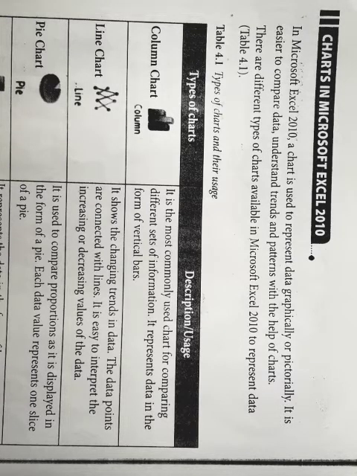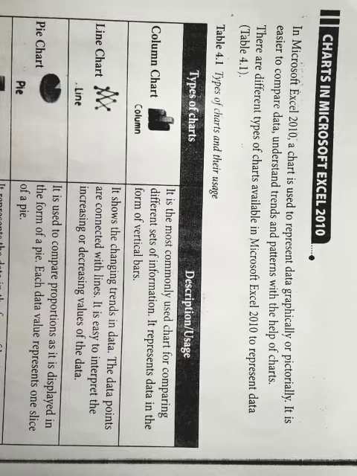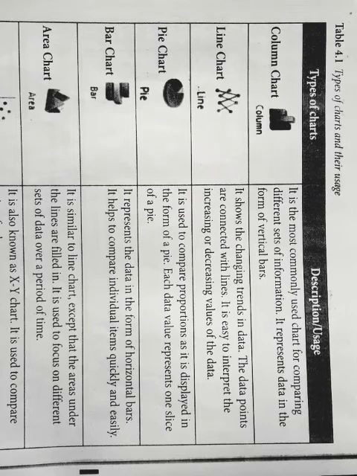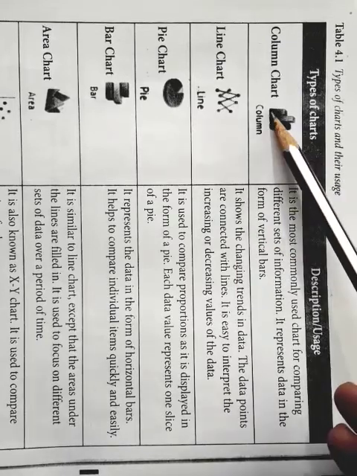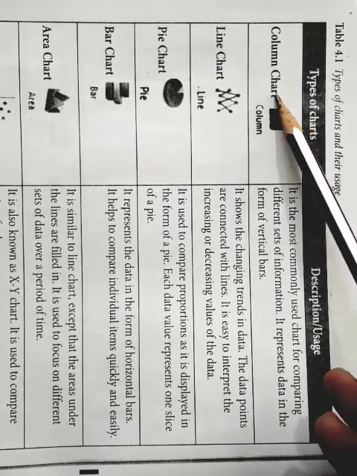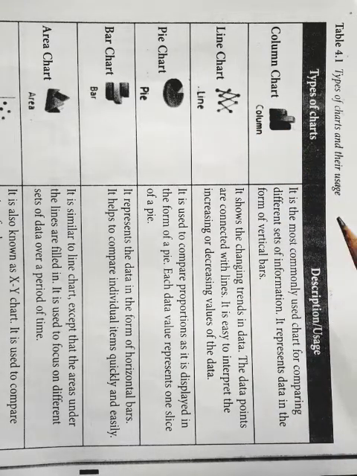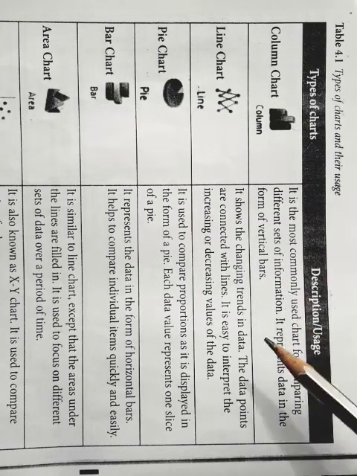So there are different types of charts available in Microsoft Excel 2010 to represent data. In table 4.1 they have discussed different types of the charts. We will see those charts one by one. The first type of chart is the column chart. You can see there are three columns in this type of chart. It is the most commonly used chart for comparing different sets of information.